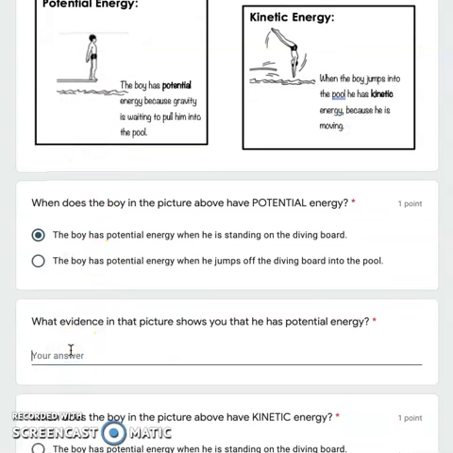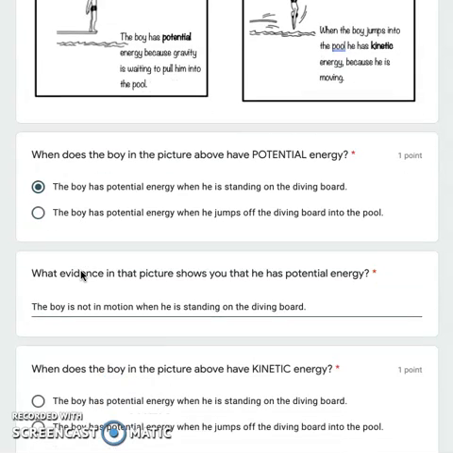And my evidence is that the boy is not in motion when he is standing on the diving board. Because I know that the moment something starts to be in motion, it's now kinetic energy.